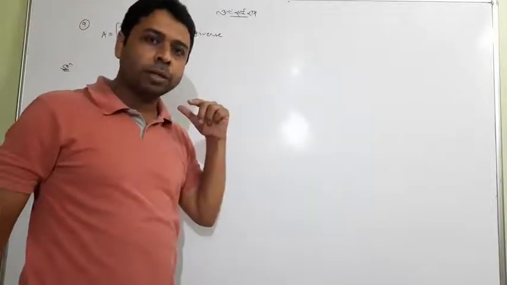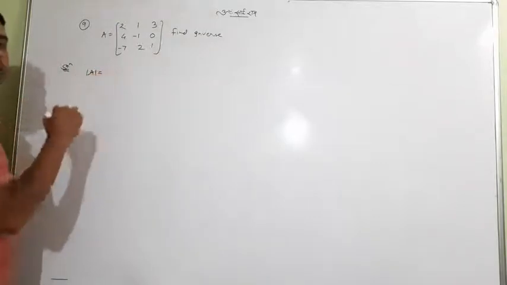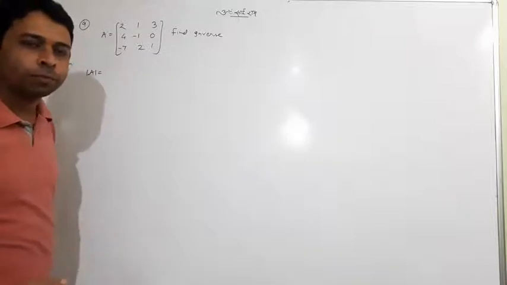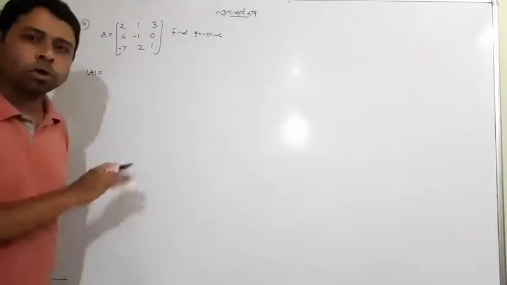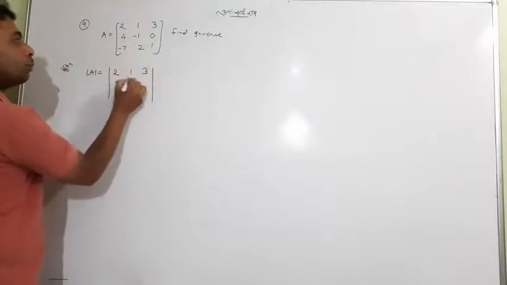So you will first find determinant A. Why? Because determinant A will give us the information about the existence of A inverse. If determinant A comes 0, meaning not exist. Okay, so first of all, I'll find determinant A, which is well known from your side, I think.